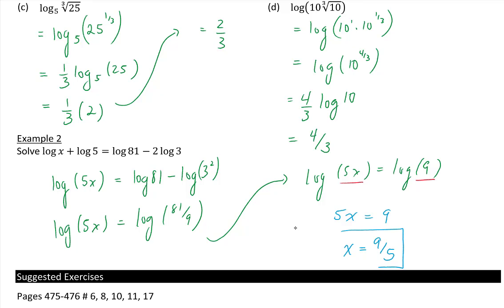And there is the value of x that makes the left side equal the right side.